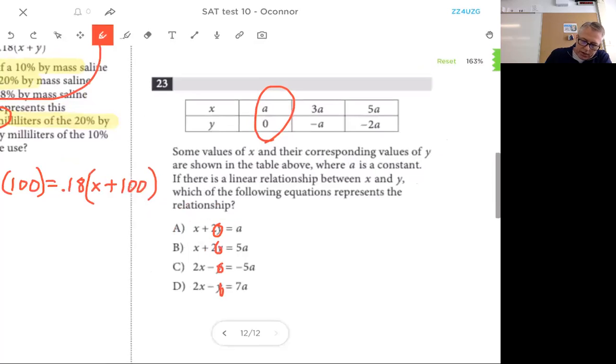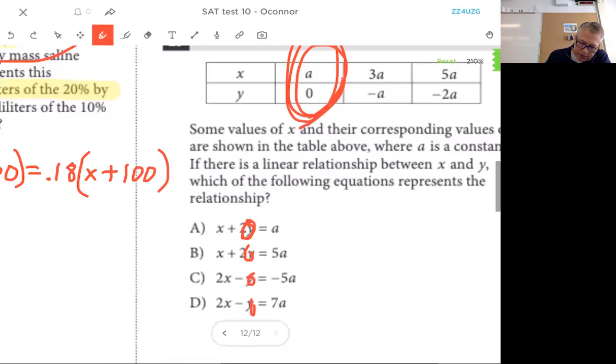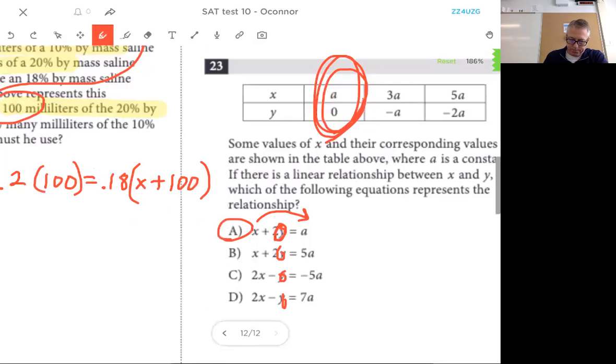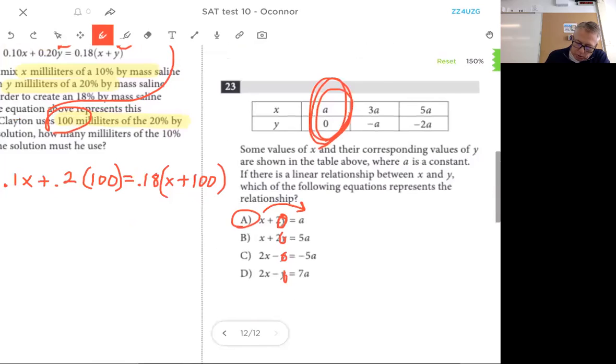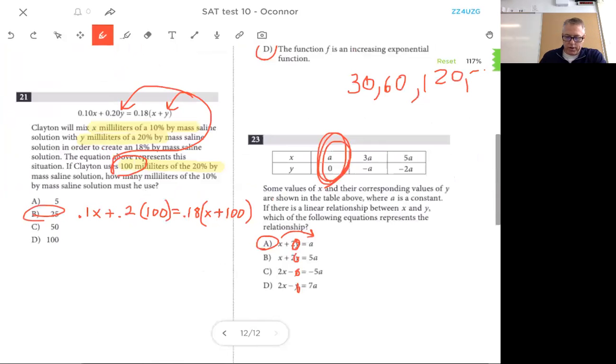Again, I just noticed that I had a 0 for y, so if I make this 0 and solve it for x, x equals a, so the answer has to be this one, as opposed to this one, which would be x equals 5a. That's not the answer. All right, any questions on that?